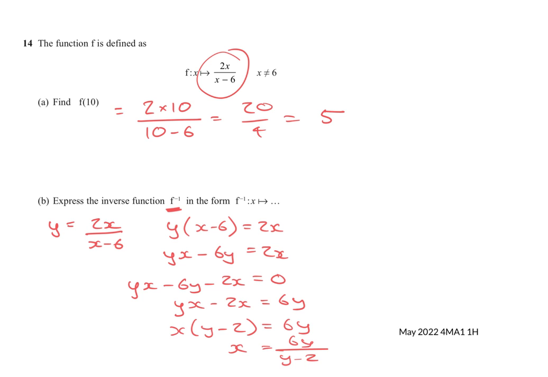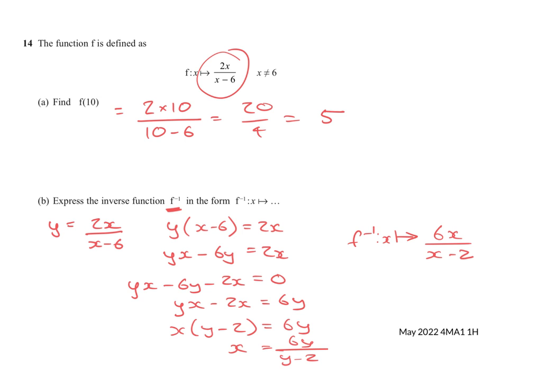Now, I need to write my function in terms of x. So what I do now is a little trick. I would say that f to the minus 1 of x is, and I just change in my function down here, I just rewrite it with x here and x here. So I get 6x over x minus 2. And that's the solution.